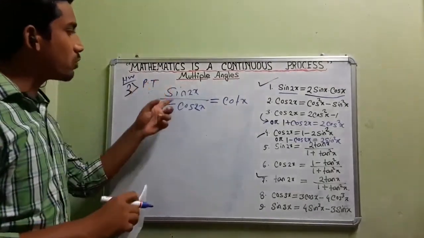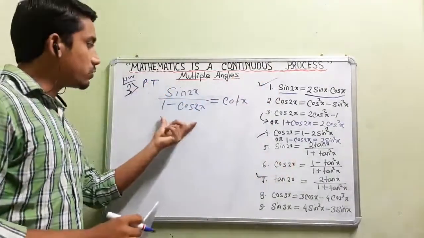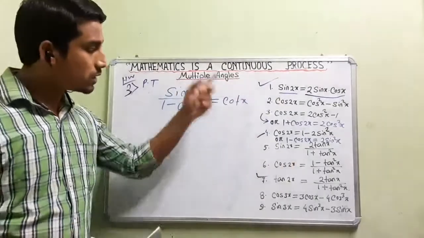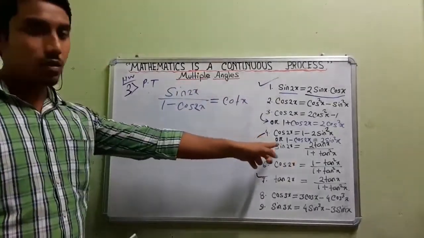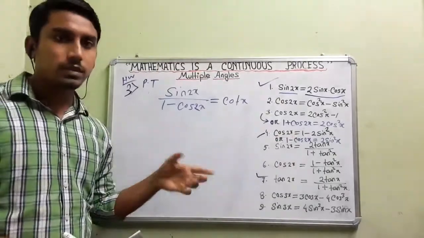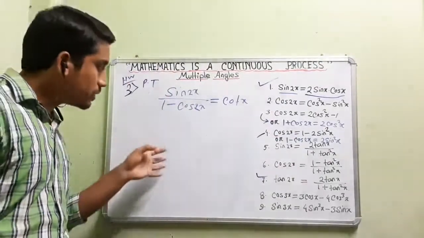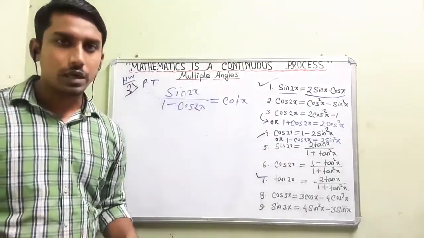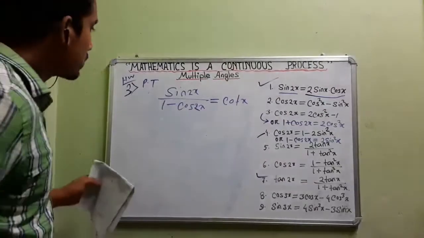Put the formula, sin 2x formula you already know. Try to find out this one, 1 minus cos 2x. See where it is lying. It is lying in the fourth one. 1 minus cos 2x, we can put 2 sin square x. Then after cancellation, after a little bit of calculation, you will get the proof. So this is your home assignment. Let me go to the next one.